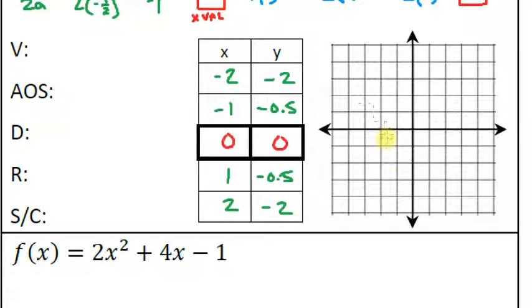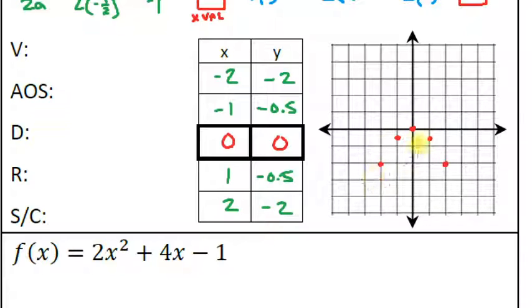All right, let's go ahead and graph this. So I've got negative 2, negative 2. I got negative 1 and negative 0.5. That's about right here. I got 0, 0. I got 1 and negative 0.5. And I've got 2 and negative 2. All right. That's our steps of plotting the 5 points.